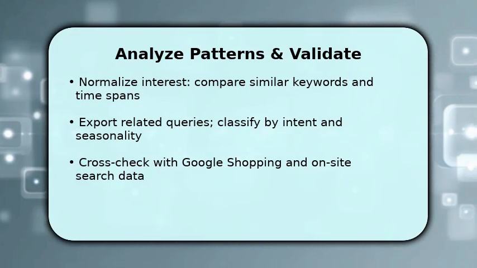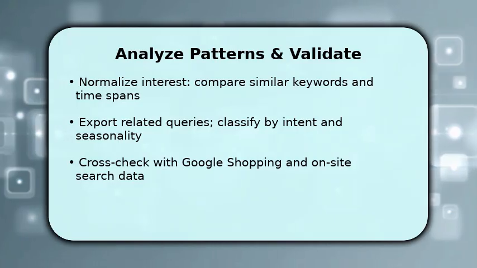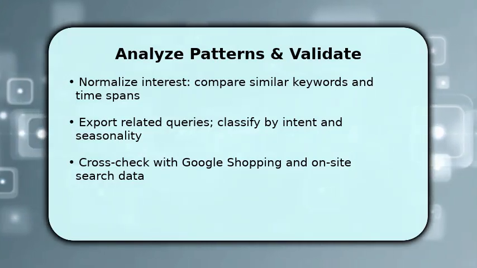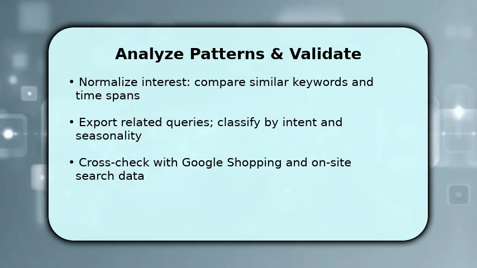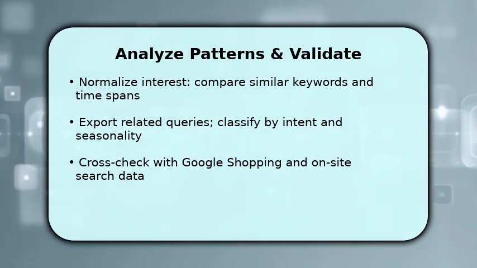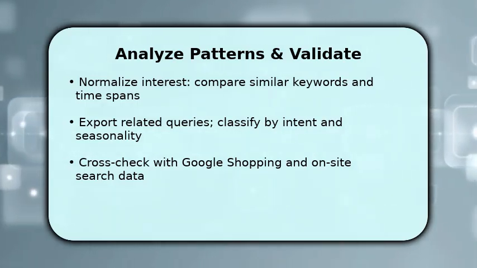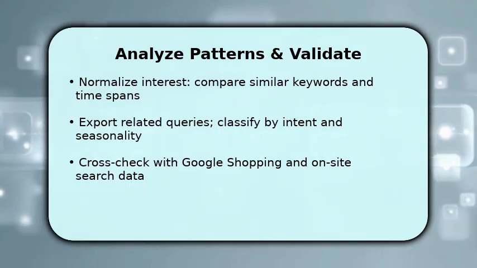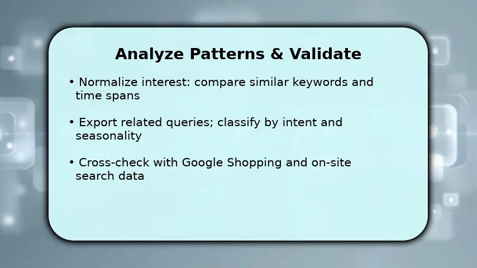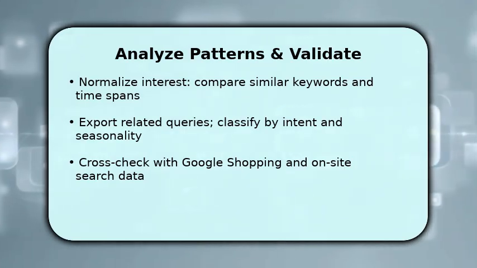Once you have comparative charts, normalize by comparing like-for-like time spans and synonyms to avoid misleading peaks. Then export the related queries and rising terms. Categorize each as transactional, informational, or navigational to predict purchase intent. Make sure to map seasonal patterns, holiday spikes versus steady evergreen interest.